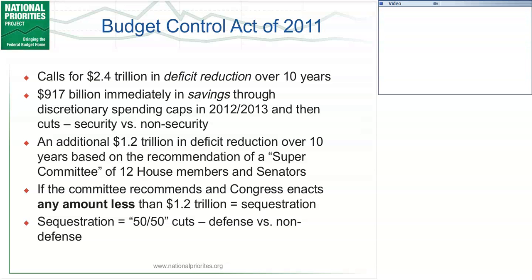As many people already know, the super committee was unable to come to any agreement, and Congress failed to enact any changes in federal spending towards that $1.2 trillion. So at this point in time, if things move ahead as law requires, sequestration will begin at the end of 2012, and we'll talk about this a little bit more later on.